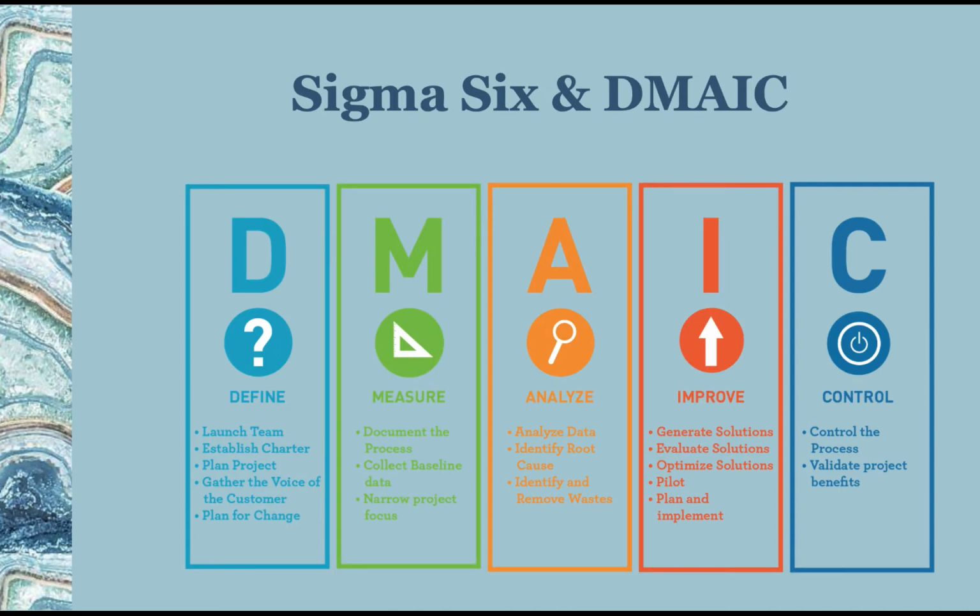And then the Sigma 6 and DMAIC is another. It's a more advanced methodology. It originated from the business sector. It's 6 Sigma. It provides 5 steps for QI to reduce variation in performance. Define, measure, analyze, improve, and control. That's what DMAIC stands for.